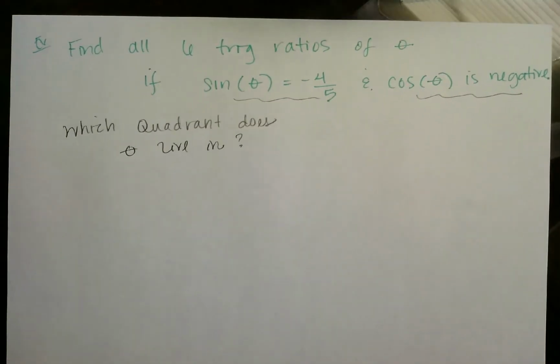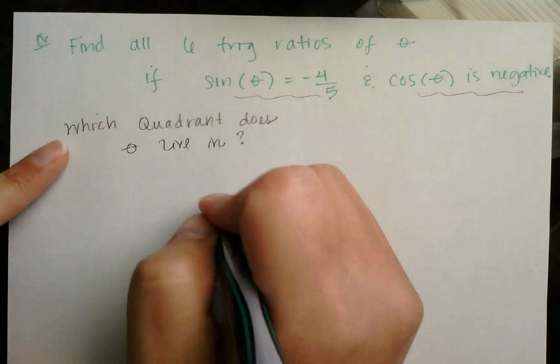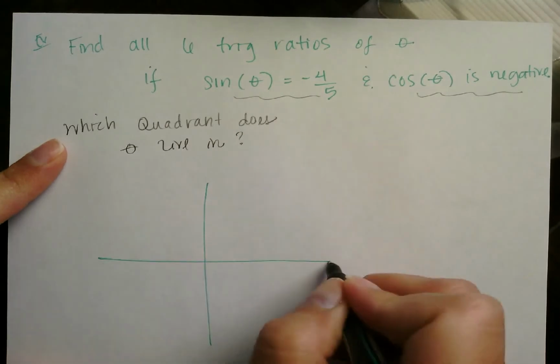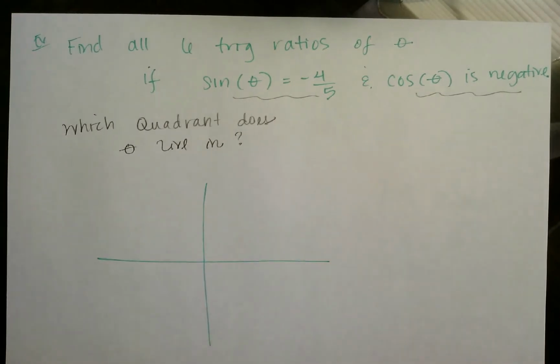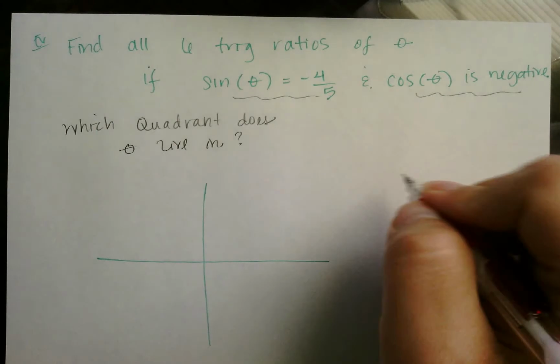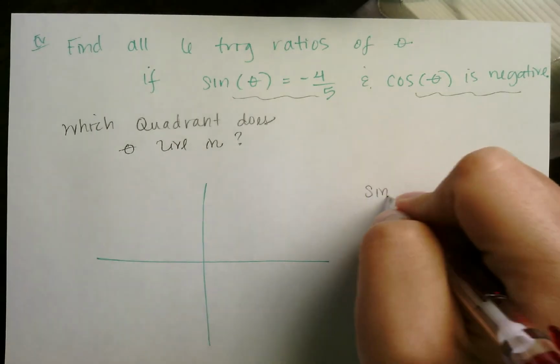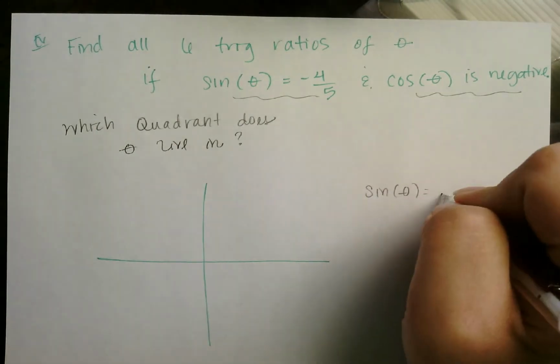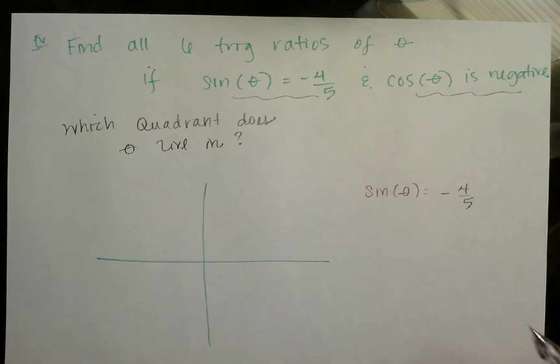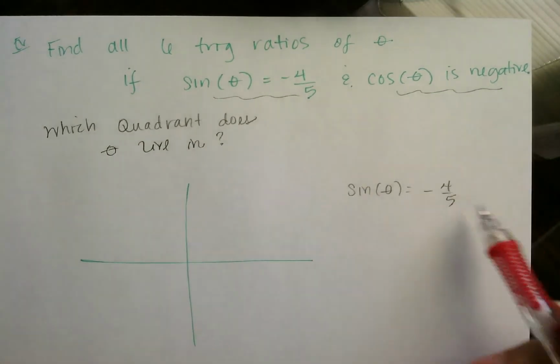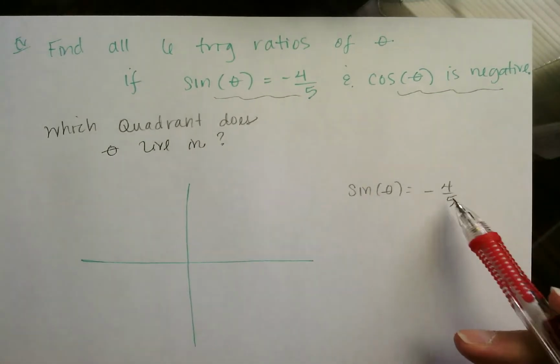Alright, so this is one of the harder parts. Once you get this, the rest of it is generally pretty easy. It's old math. Trying to figure out where theta lives. Alright, XY coordinate system, and let's talk about this. So sine of theta is negative 4/5. Now that negative, okay, that means sine's negative, it means the y is negative.